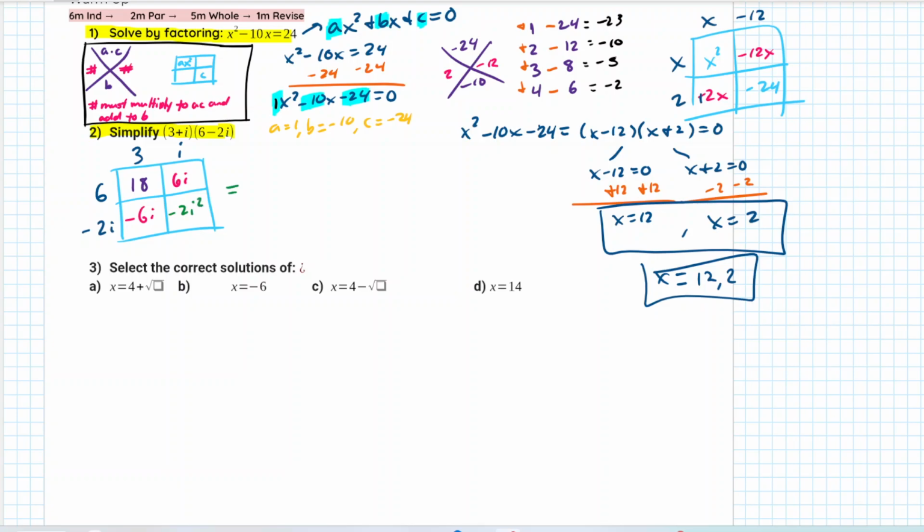Unlike the Punnett square, from here, we're going to write out all the terms that we have. So we have 18 minus 6i plus 6i and minus 2i squared. So your negative 6i and positive 6i, those are exact opposites. So they'll cancel out. So we have 18 minus 2i squared.